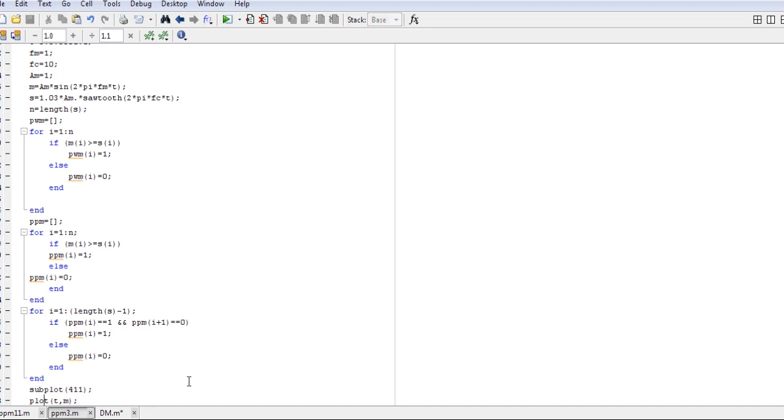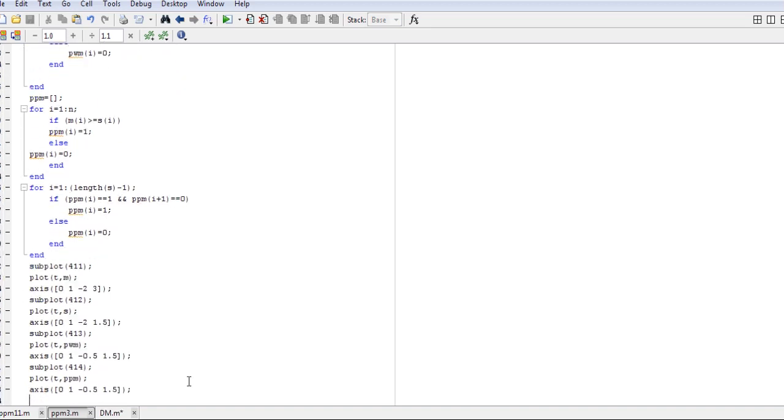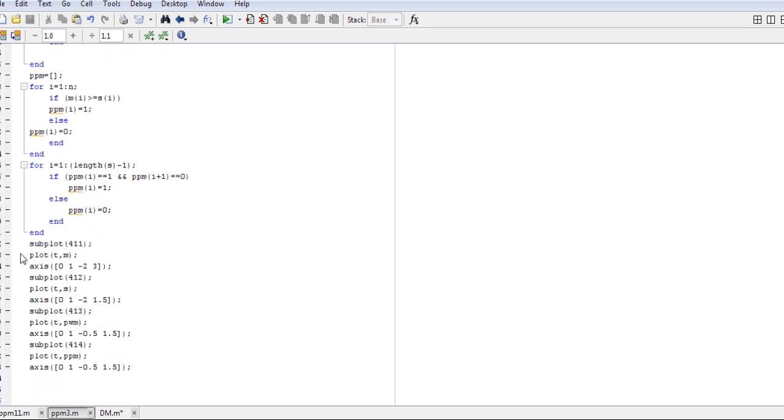We have used the subplot command, 411, fourth row, first column, and the first figure is our baseband signal.